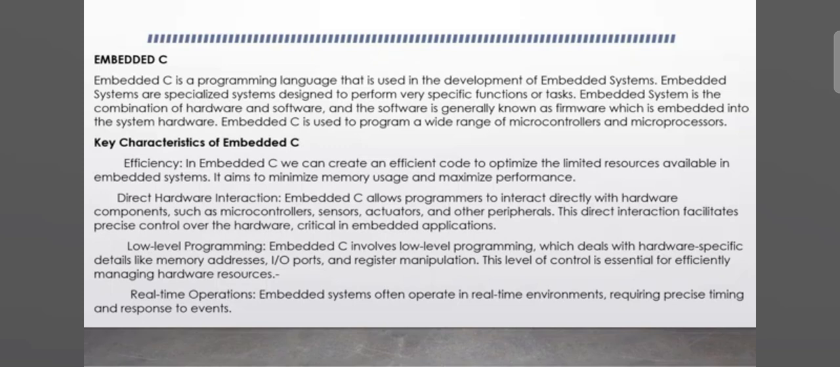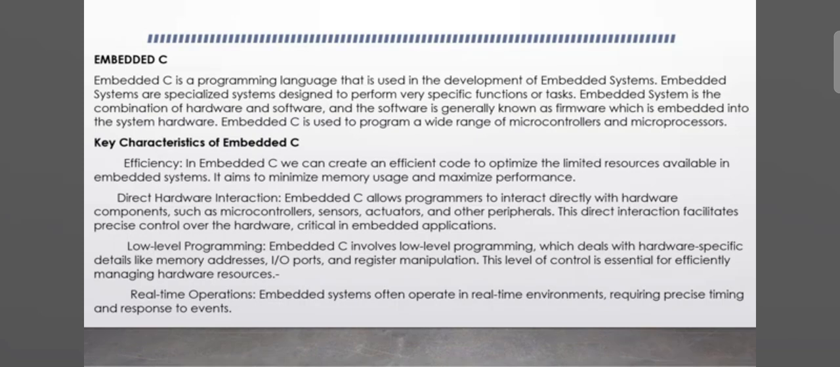Key characteristics of embedded C. First one, efficiency. In embedded C, we can create efficient code to optimize the limited resources available in embedded systems. It aims to minimize memory usage and maximize performance.